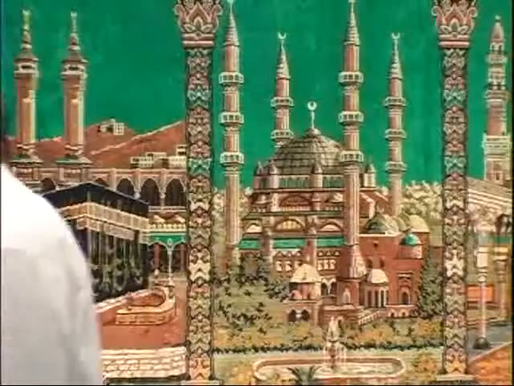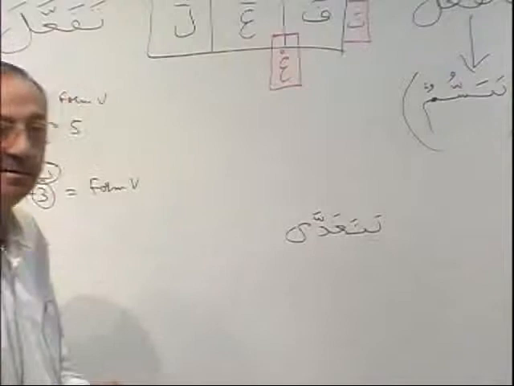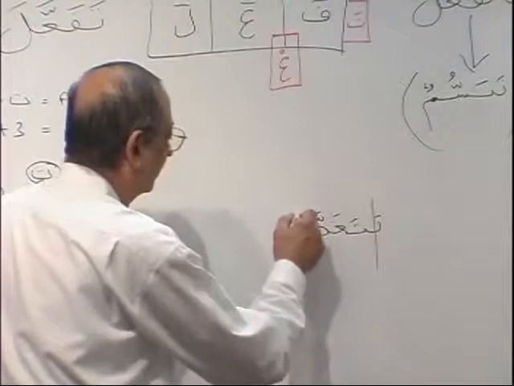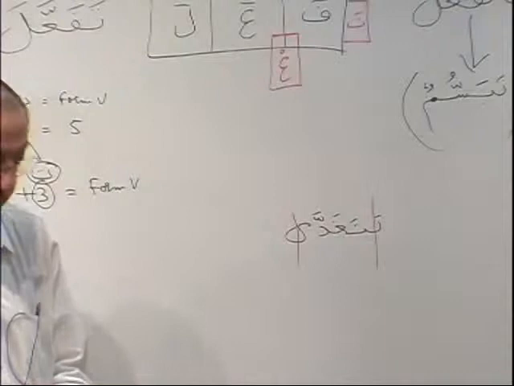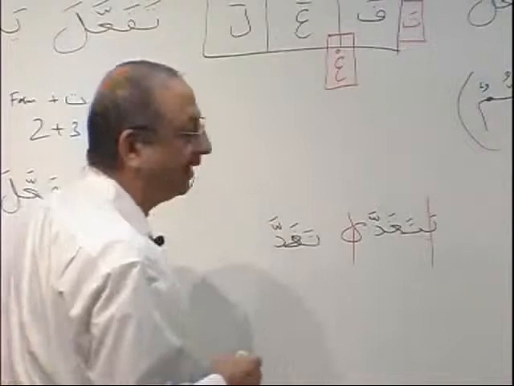Okay? And now, because this is a naqis verb, brothers and sisters, yatagadda. How do we make amr? How many chops, brother Hassan? Two chops. Naqis, the lam kalima, is dropped. So what is the result now, brothers and sisters? Tagadda. Have lunch. What is the meaning of tagadda? Eat lunch. Have lunch. Tagadda.